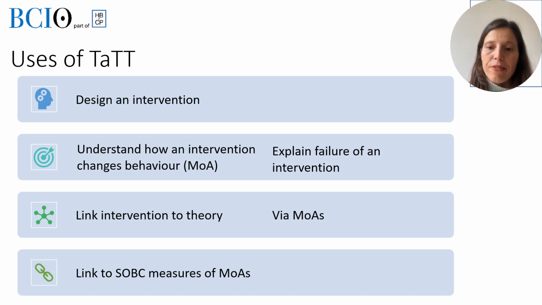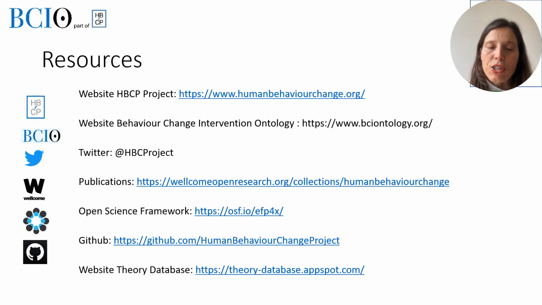And finally, as I've shown in the previous slide, because we now have a link between the mechanisms of action and measures that were compiled as part of the Science of Behavior Change project, you will be able to, when selecting the mechanisms of action and behavior change techniques for your intervention, you will also be able to identify what measures can be used. And then by testing these measures, we can also improve the understanding of which measures are more useful for which mechanisms of action.